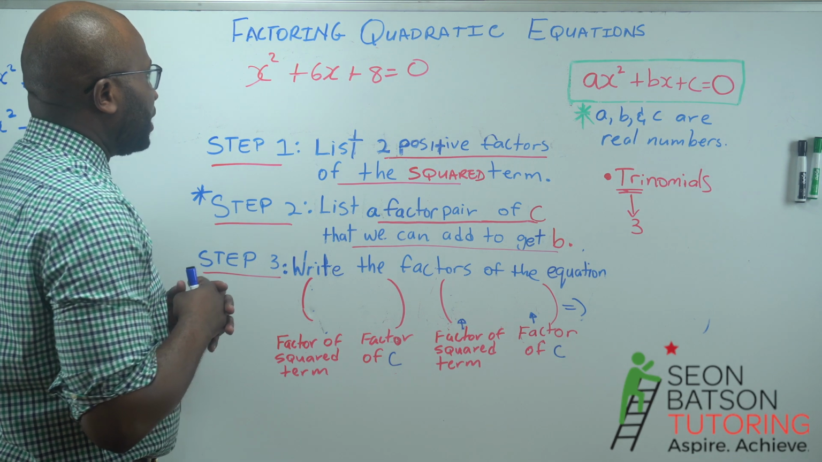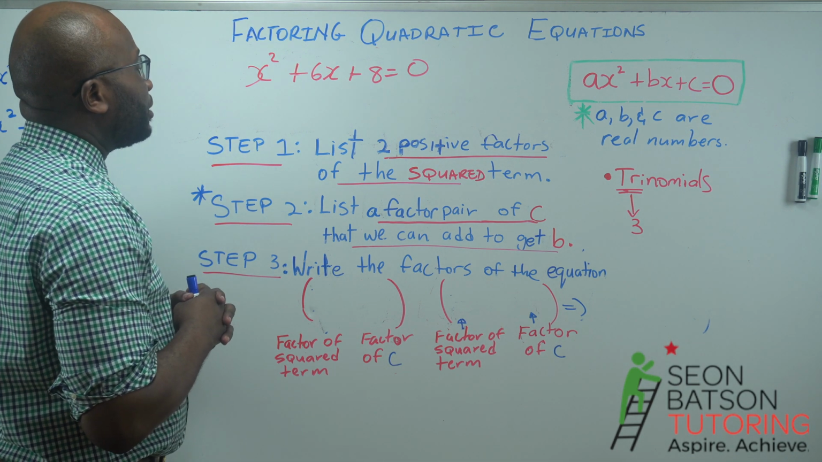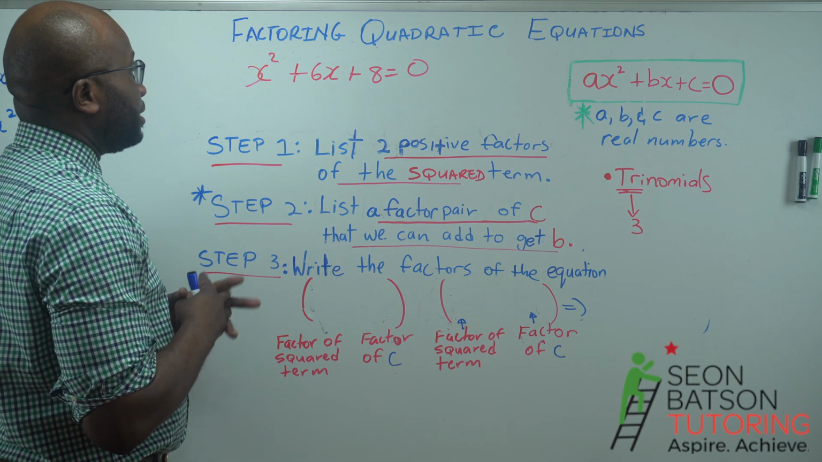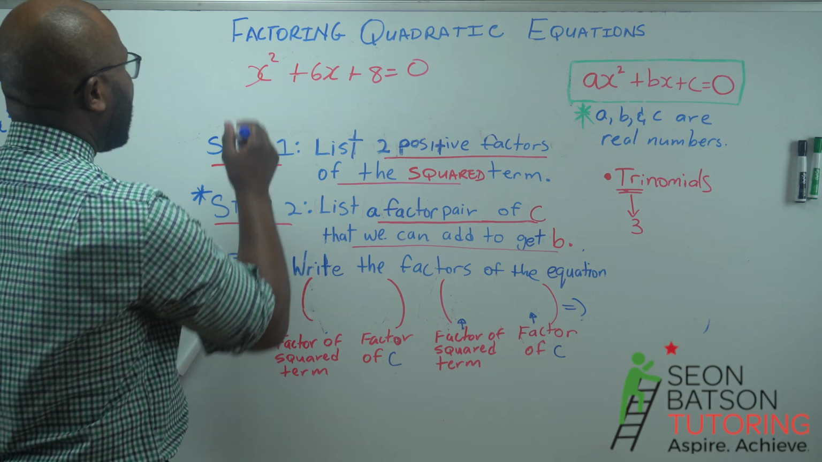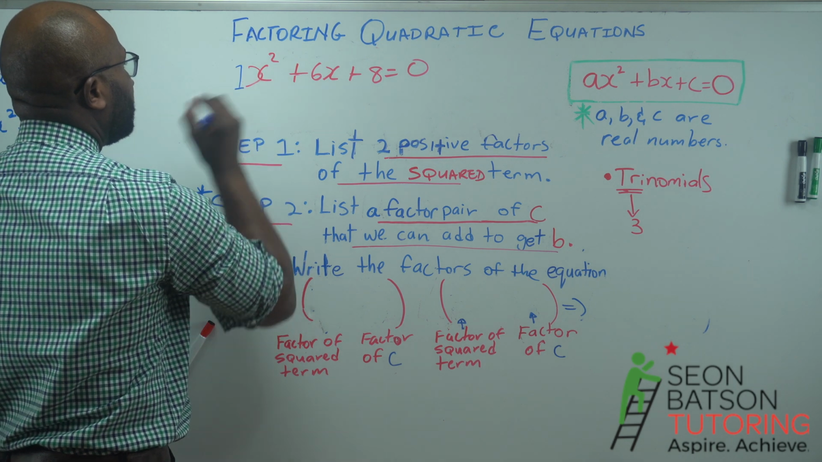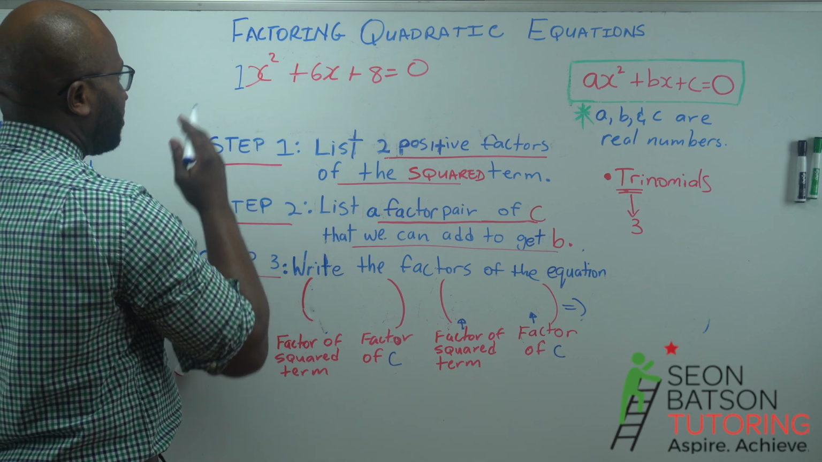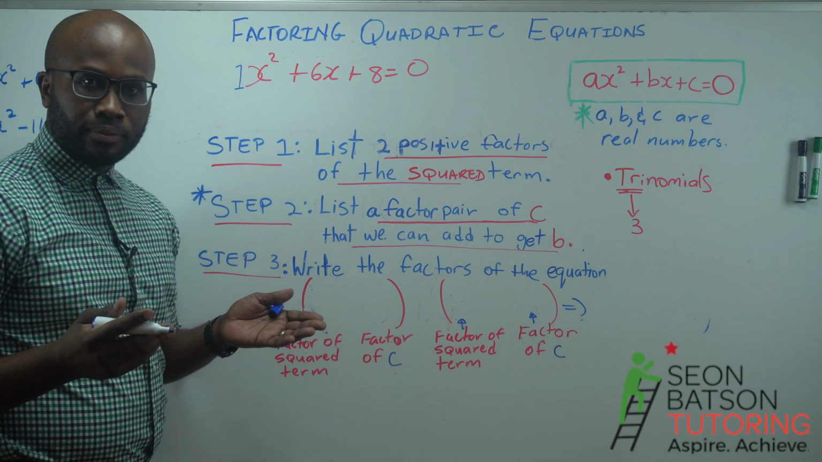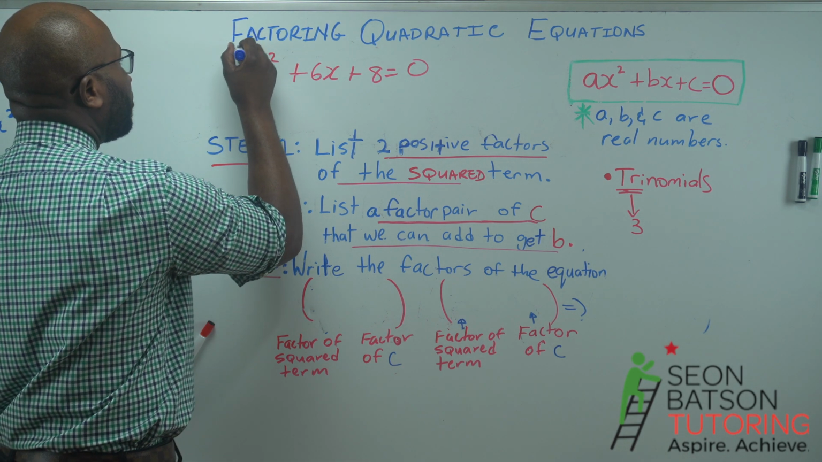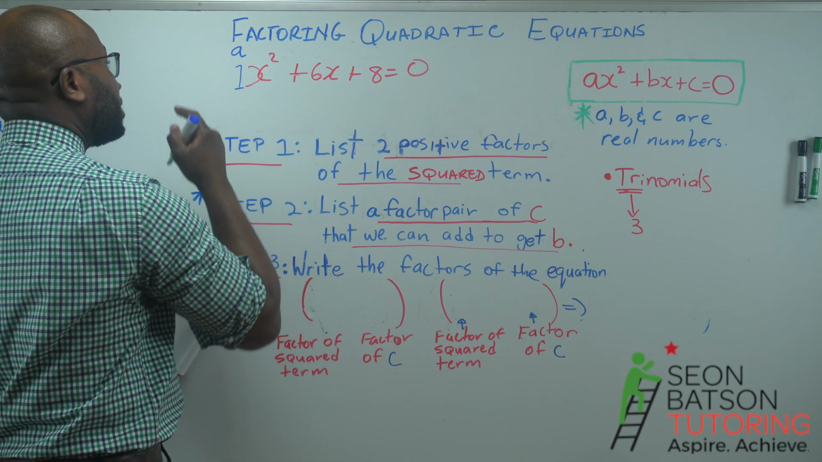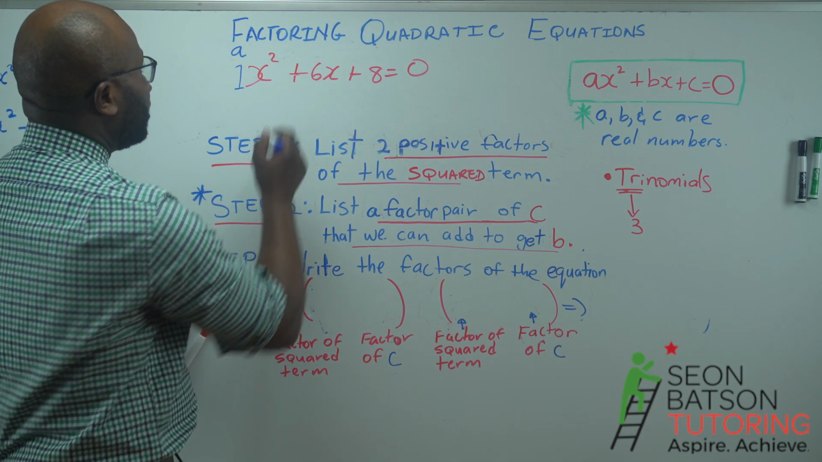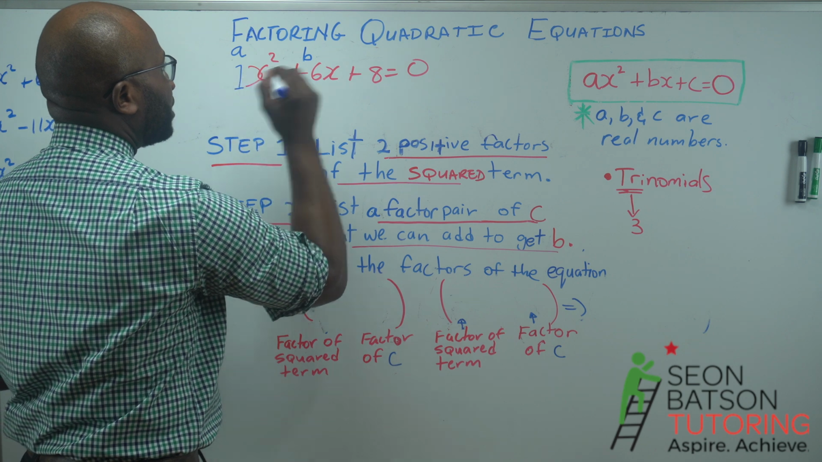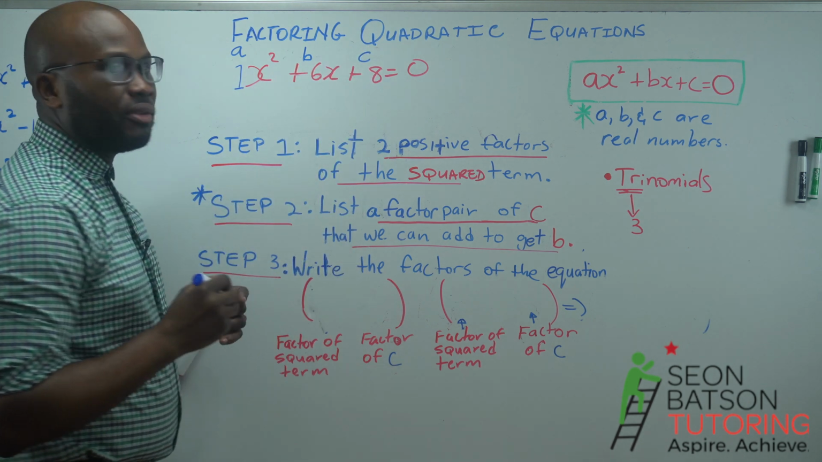In our first equation here, we have x squared plus 6x plus 8 is equal to 0. Now, I can put a 1 here because we know that when the variable is by itself, the coefficient is always 1. With that said, a will be equal to 1 because 1 is the coefficient of the squared term. B will be equal to positive 6 and c will be equal to positive 8.